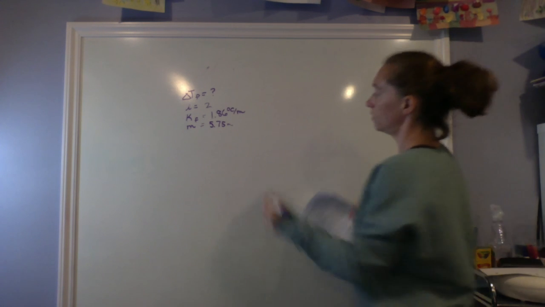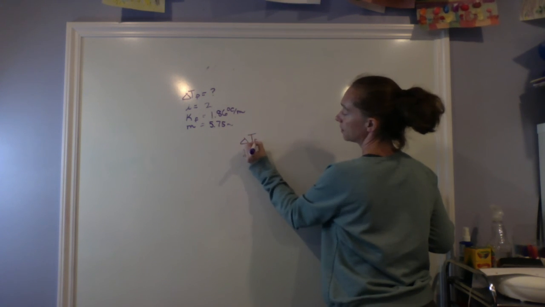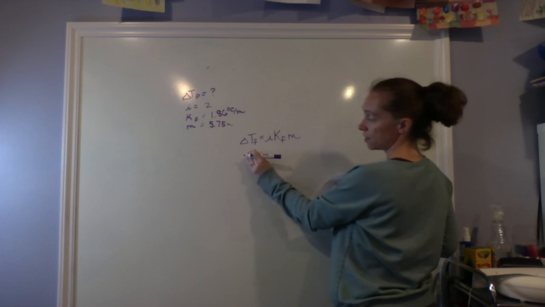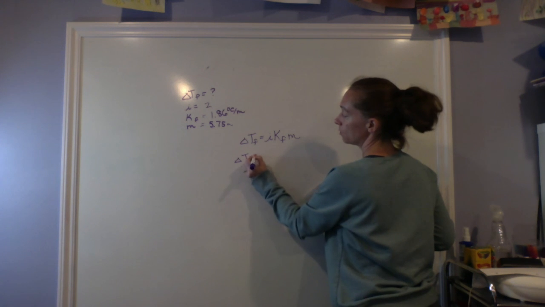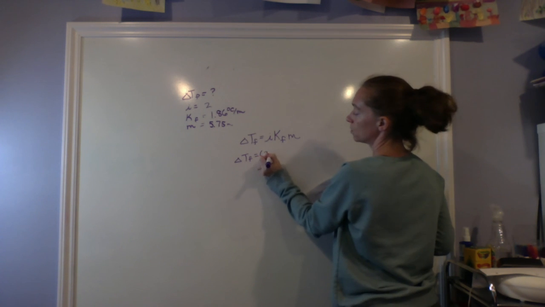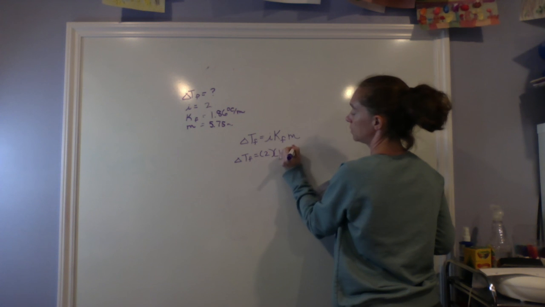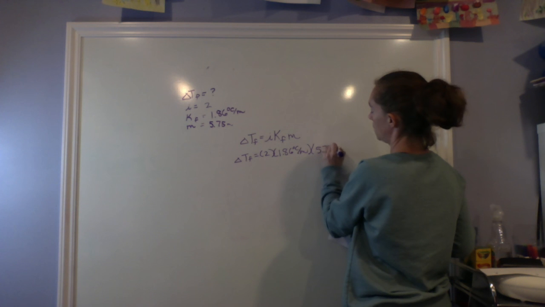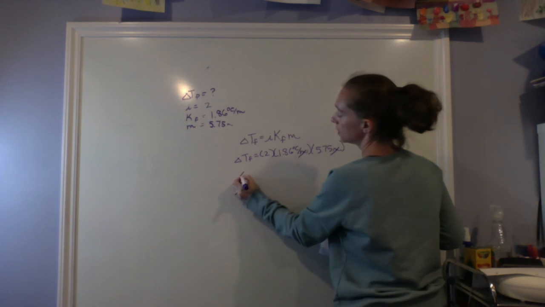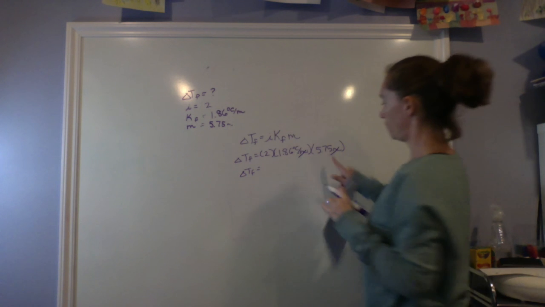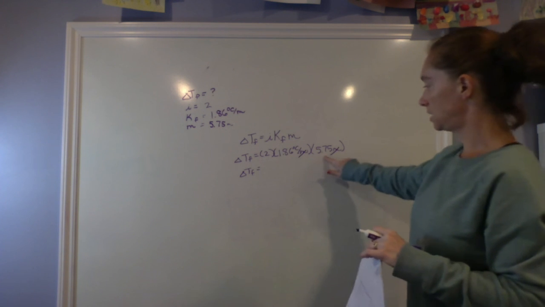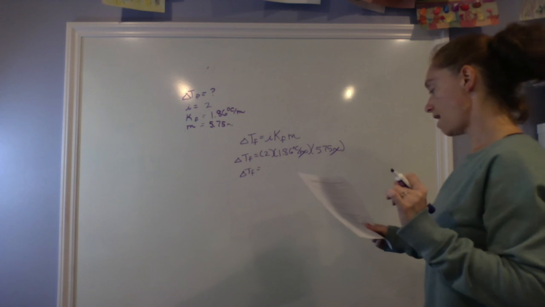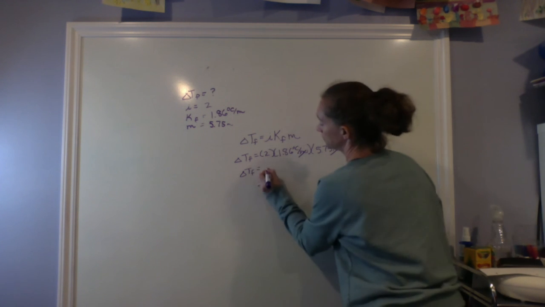Okay, so now delta Tf equals i Kf m. We're solving for this. So delta Tf equals, what's my i? My i is 2 times 1.86 degrees Celsius per molal times 5.75 molal. Molals cancel. I should have 3 sig figs, because this is 3 and this is 3. This is a counted number, so it doesn't count as a sig fig. Okay, so my delta Tf is 21.4 degrees Celsius.